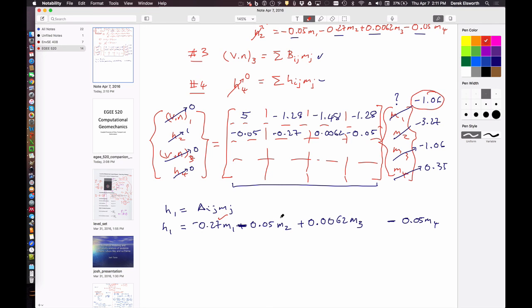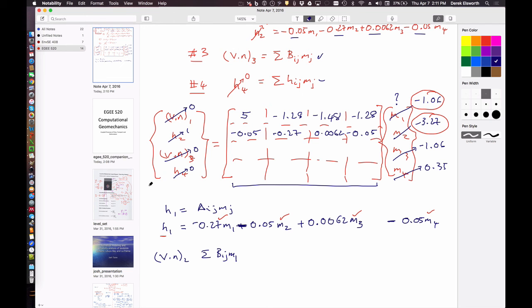We know that this value here is equal to this. And likewise, these two. And if we do that, we can calculate the value of head at node 1. If we want to get the velocity, then we do the same thing. We write the v dot n at 2, and we just write it as the sum of b_ij m_j. And so we know all of those.